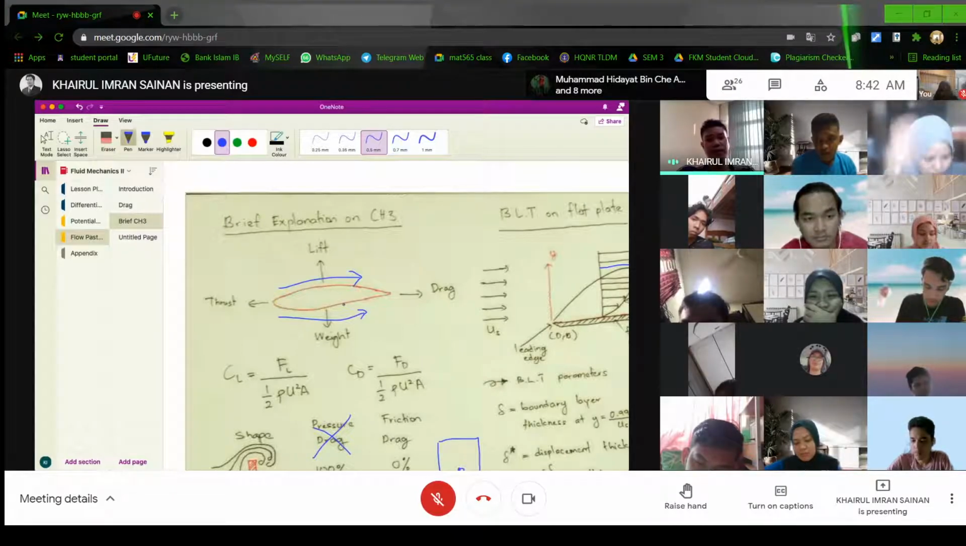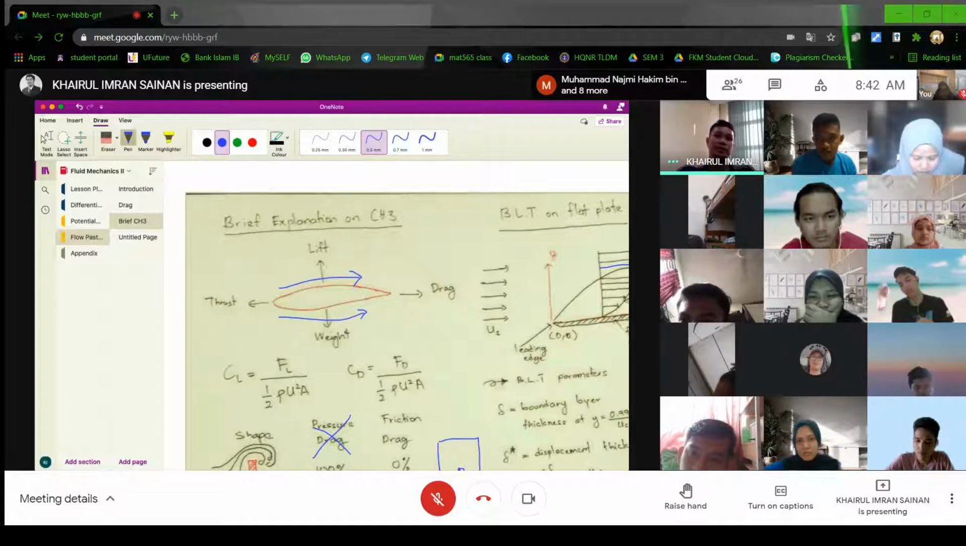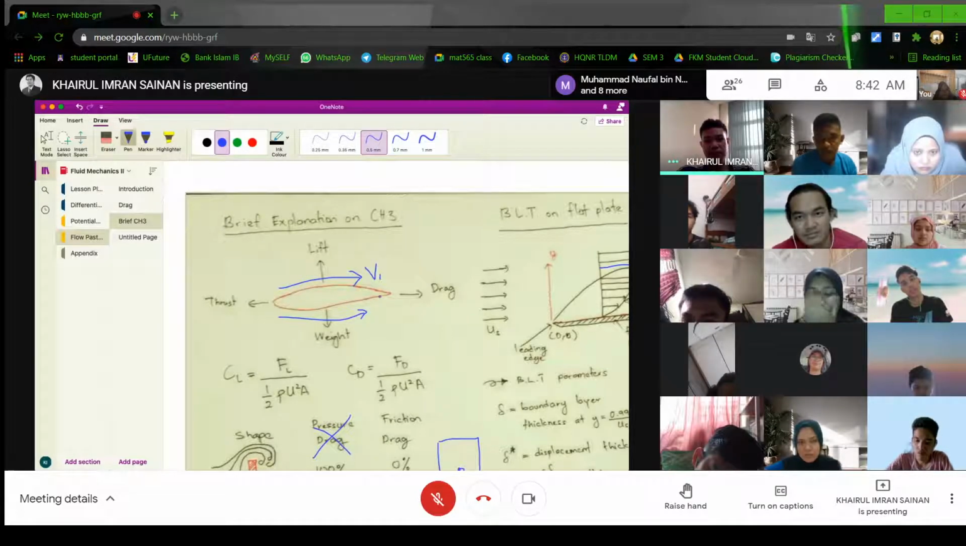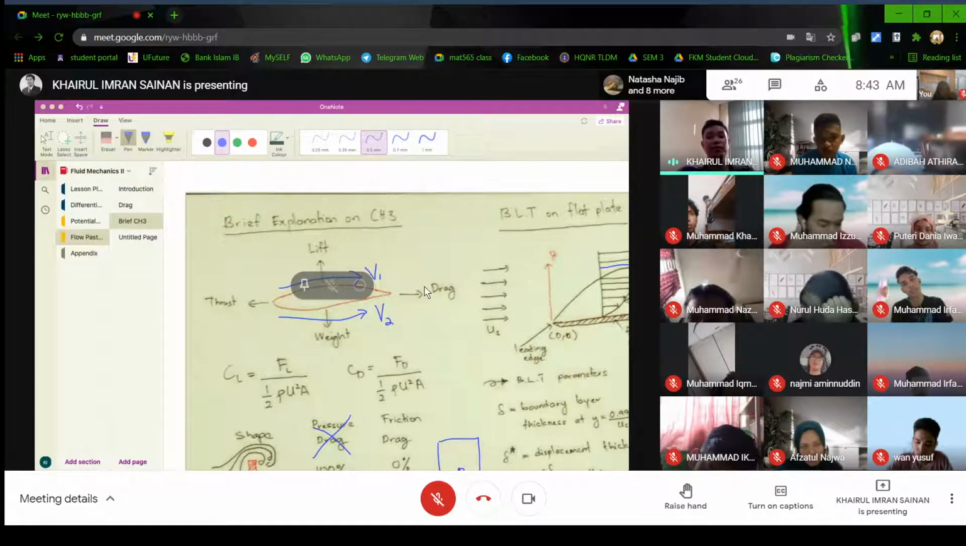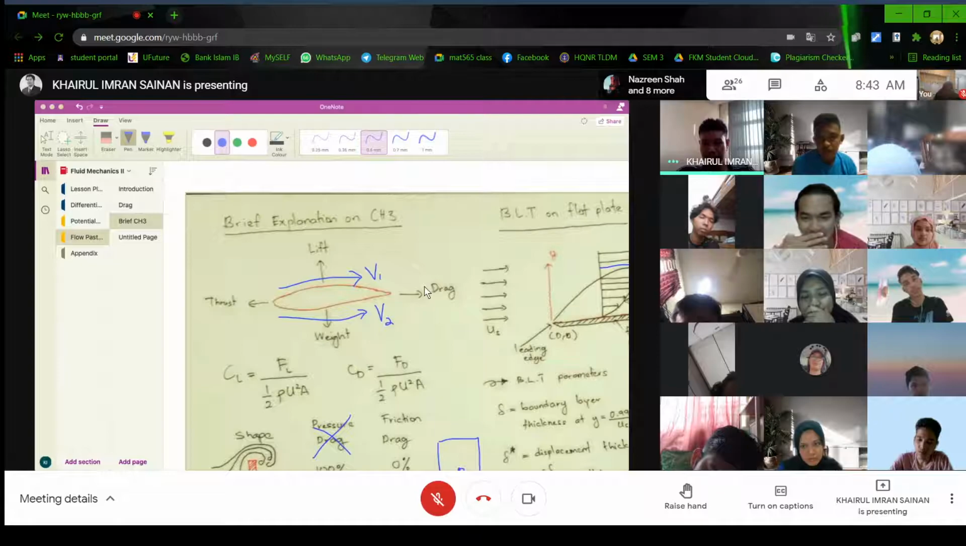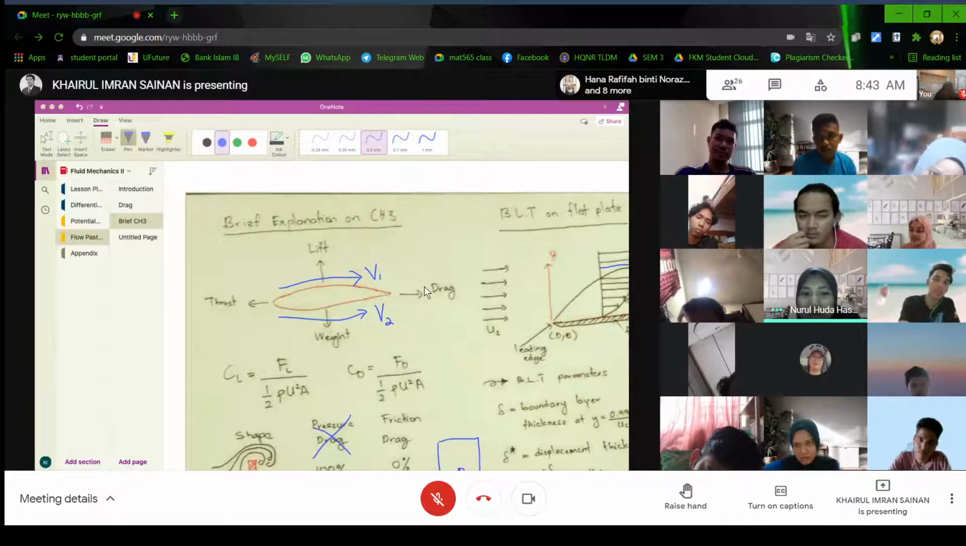So we try to design this one to ensure the velocity difference. Okay, velocity difference. Okay, what do you think? Which one is higher? This is V1. This is V2. So which one should be higher, V1 or V2? Nurul Huda. V2. Okay.